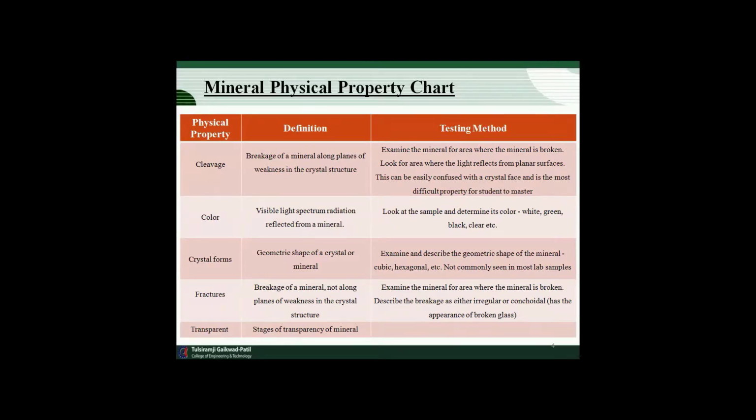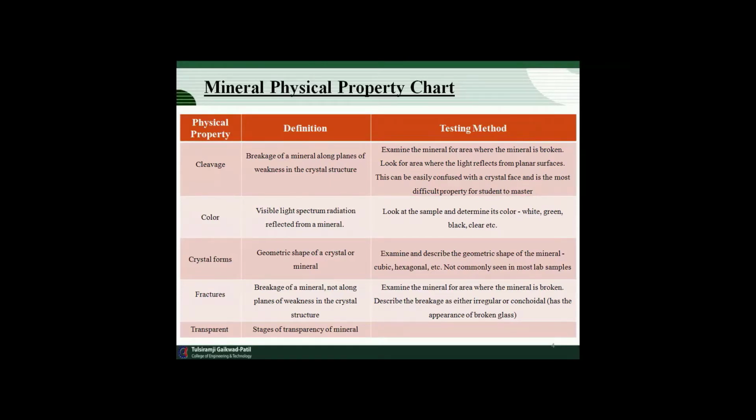Next physical property is color. It is defined as the visible light spectrum radiation which is reflected from a mineral. For testing color, look at the sample and determine its color, whether it is white, green, black, clear, etc. Next physical property is crystal form. It is defined as the geometric shape of a crystal or mineral. For testing this, examine and describe the geometric shape of the mineral, which may be cubic, hexagonal, etc. It is not commonly seen in most lab samples.